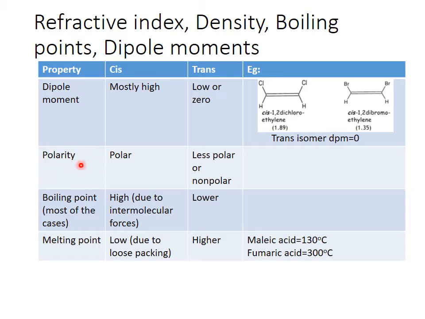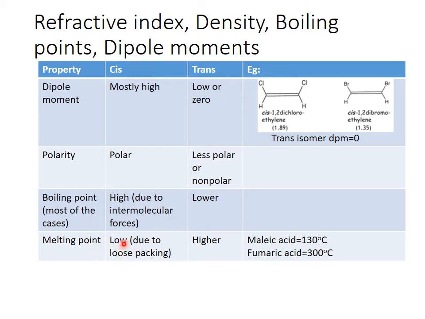When you are considering polarity, cis will be polar, whereas trans would be less polar or non-polar. And when you are coming to boiling point, in most of the cases, cis will be having higher boiling point and trans will be having lower boiling point.